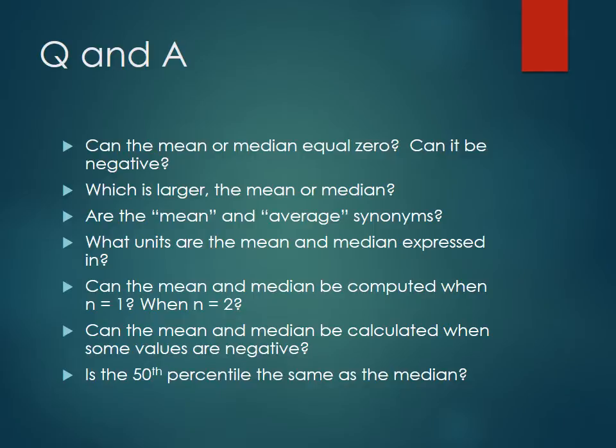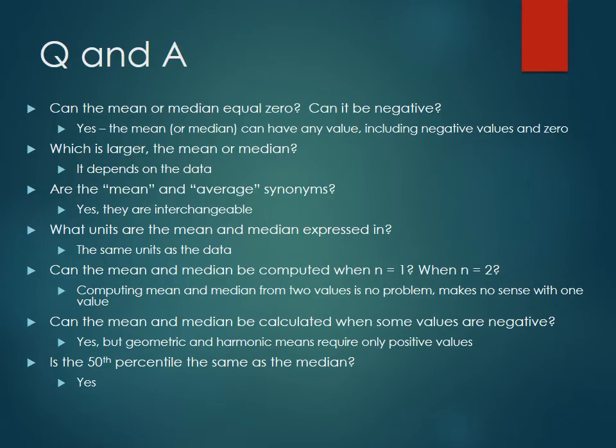Can the mean and median be calculated when some values are negative? Yep, absolutely. Because just like we said, means and medians can be negative or 0, so absolutely. And is the 50th percentile the same as the median? Yeah. Yep, I already said that. Perfect. Okay. Then the answers are on the next slides if you ever forget or don't want to go back and watch the video.